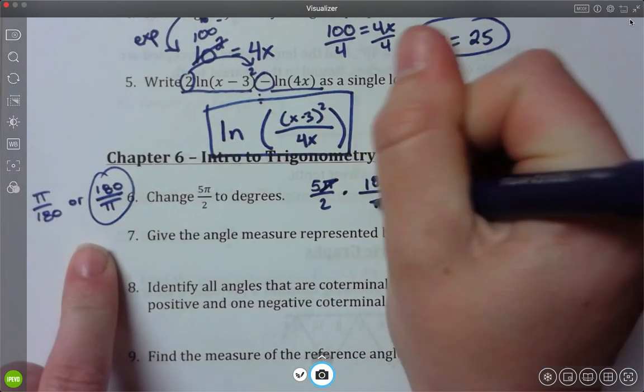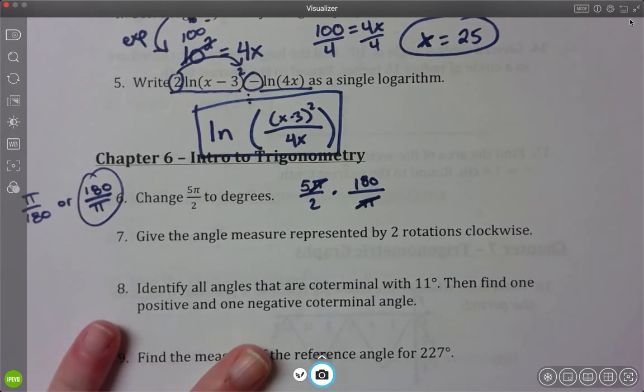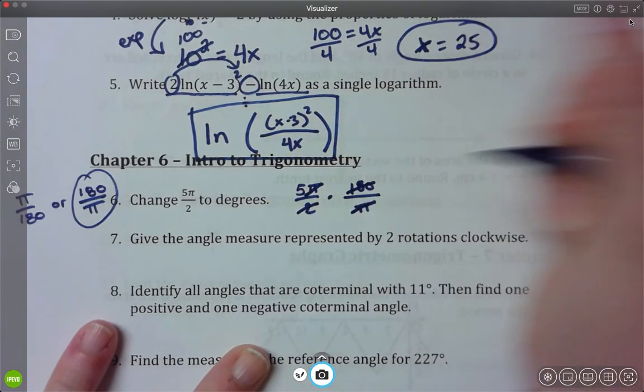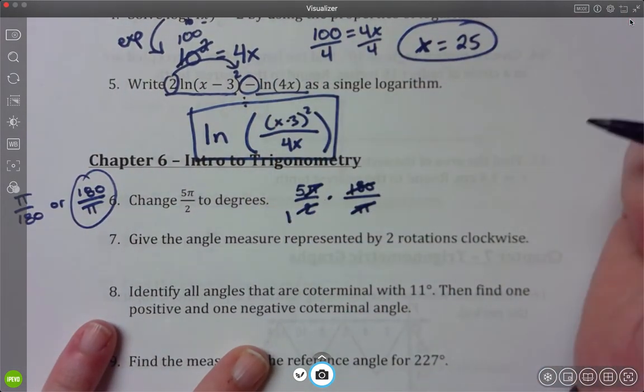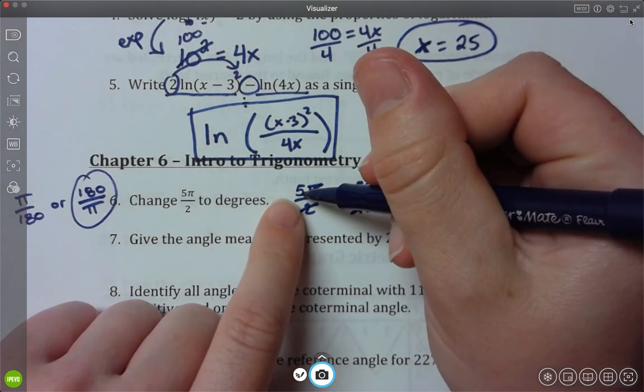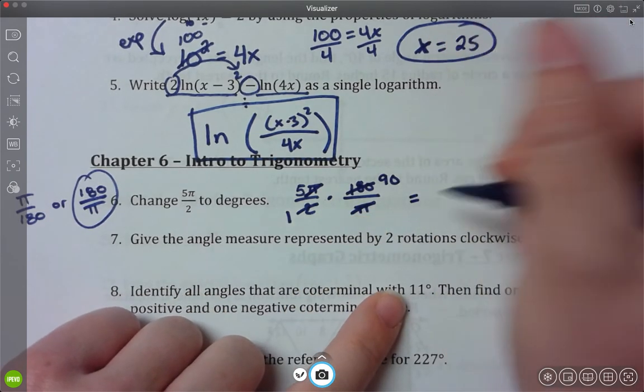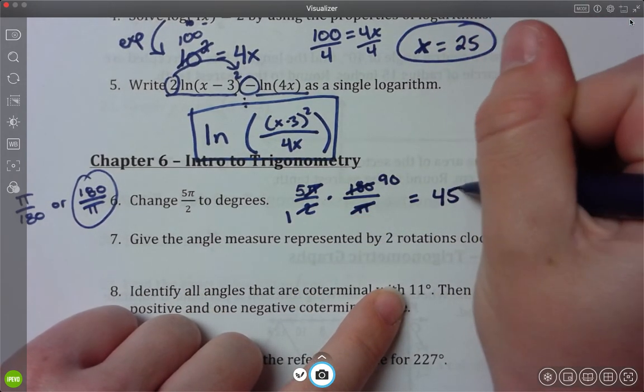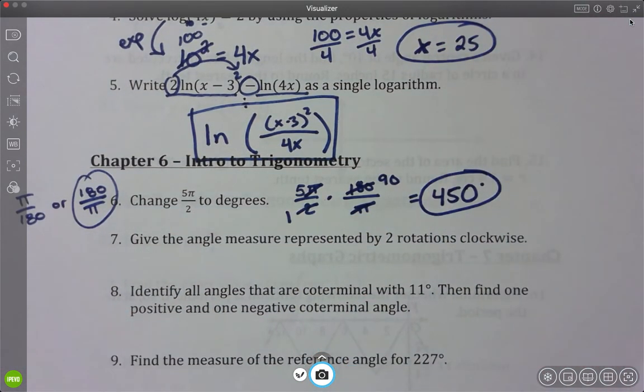That way the pi's will cancel out, and then I reduce anything else I can, so I know that 2 and 180 will reduce. If I divide both of them by 2, 2 divided by 2 is 1, and 180 will become 90, so I just have 5 times 90. 5 times 9 is 45, so this will be 450 degrees.